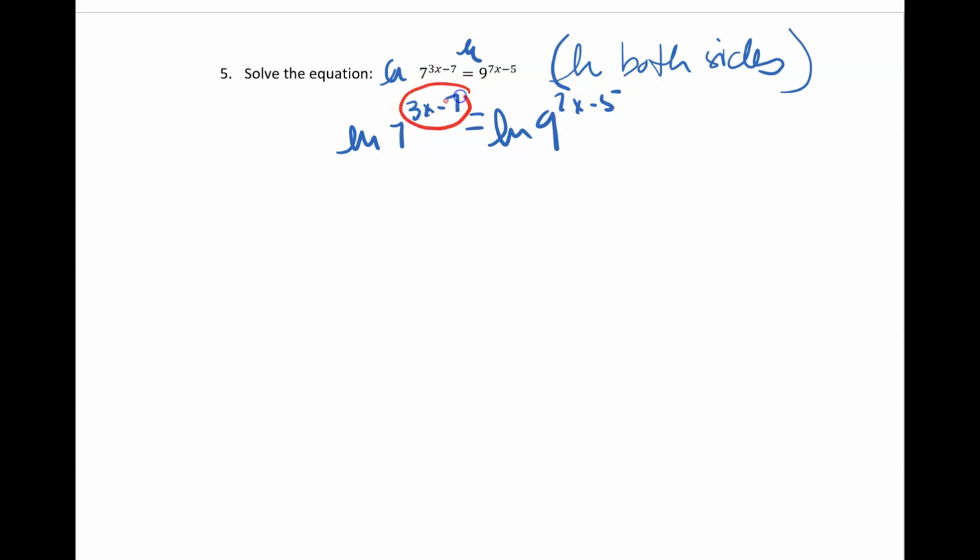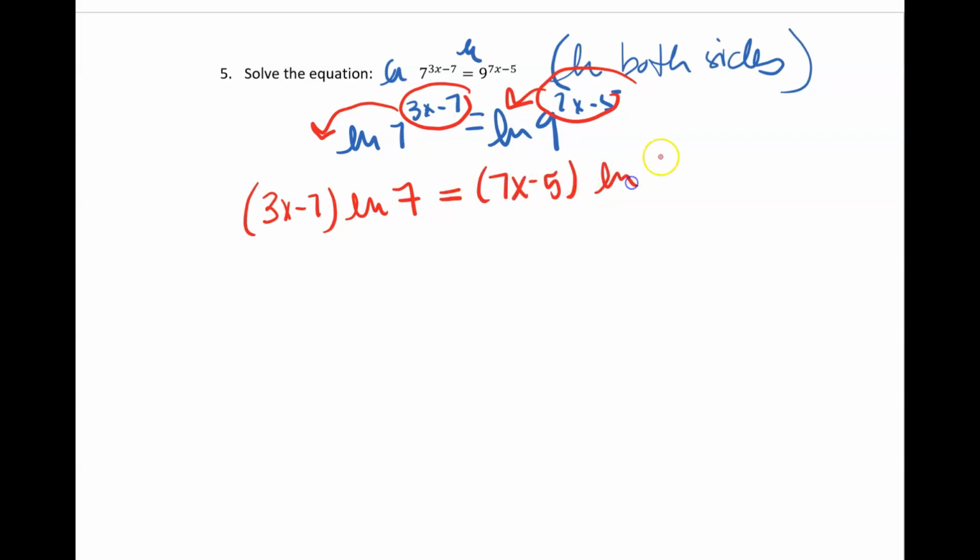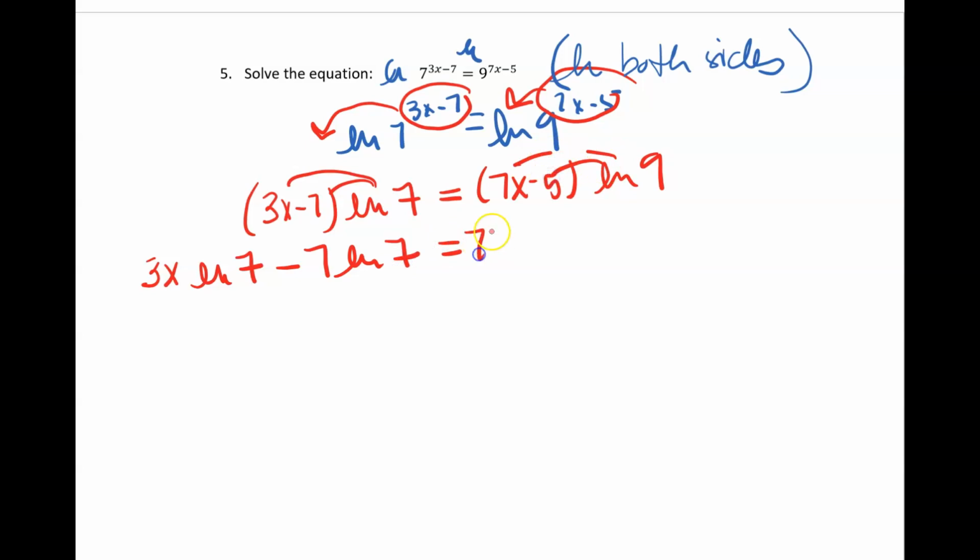By your exponent property, I can pull these out front. So that gives me 3x minus 7 times ln 7 equal to 7x minus 5 times ln 9. So I was able to pull those exponents out. Now I'm going to distribute. This gives me 3x ln 7 minus 7 ln 7, just multiplying those together, same thing here: 7x ln 9 minus 5 ln 9.